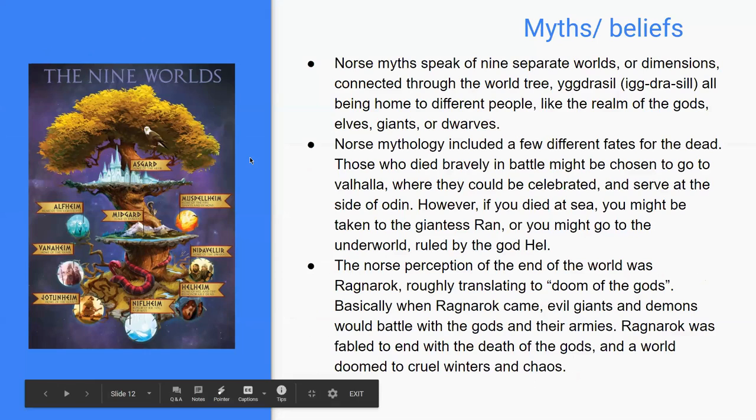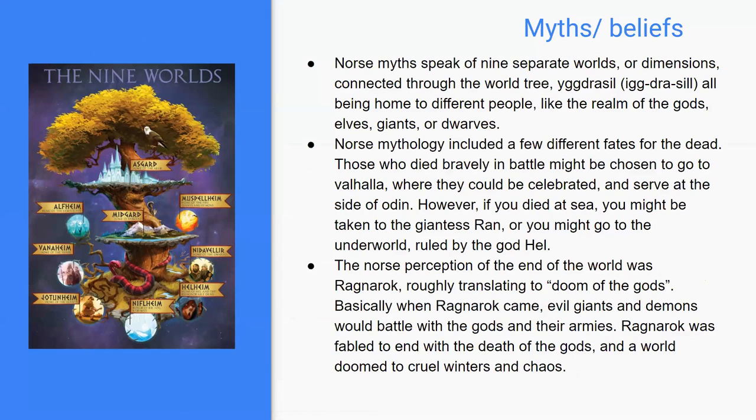Norse myths speak of nine separate worlds, connected through the world tree, which is pronounced Yggdrasil. Norse mythology included a few different fates for the dead, like Valhalla or different places. And the Norse perception of the end of the world was Ragnarok, or the doom of the gods. All of the evil things and the gods would fight, and then all the gods would die, and the world would be bad.